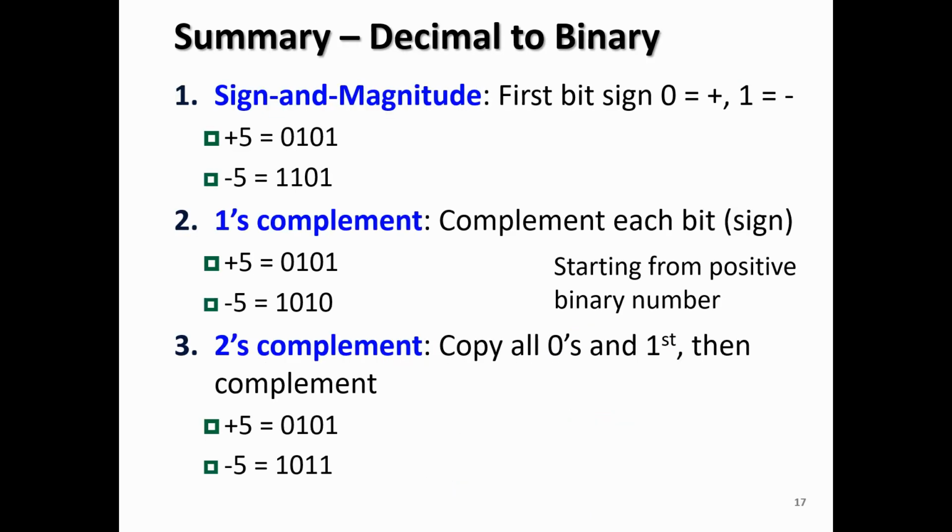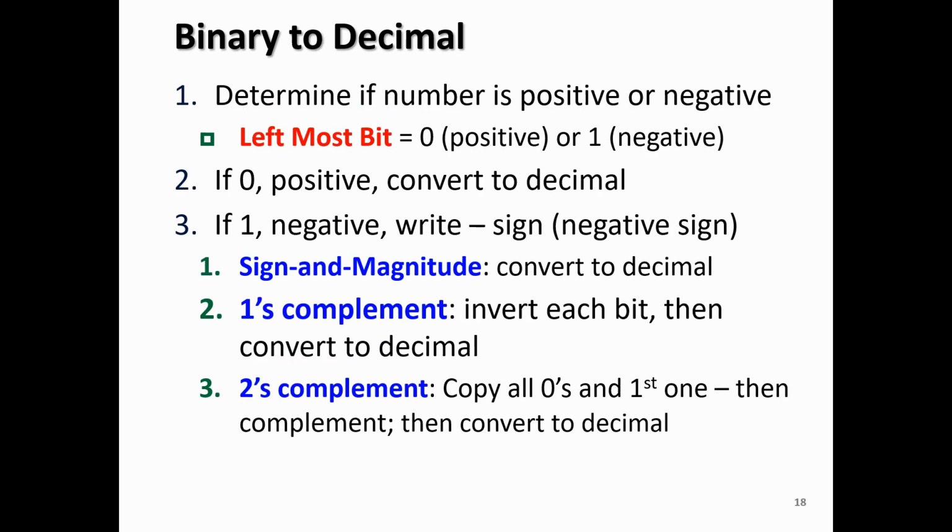So in summary, we have been converting from decimal to binary, okay? And we have used three representations: the sign and magnitude, 1's complement, and 2's complement. So what about going from binary to decimal? To convert from binary to decimal, we first need to determine if the number is positive or negative. So we look at the leftmost bit. If it's a 0, it's a positive. If it's a 1, it's a negative, okay?